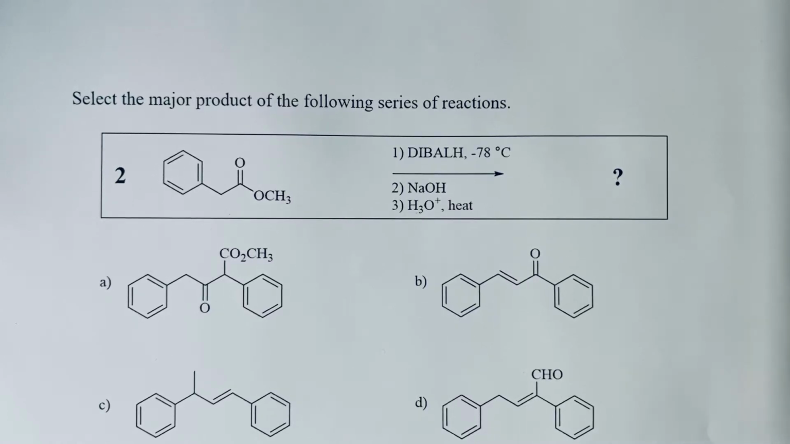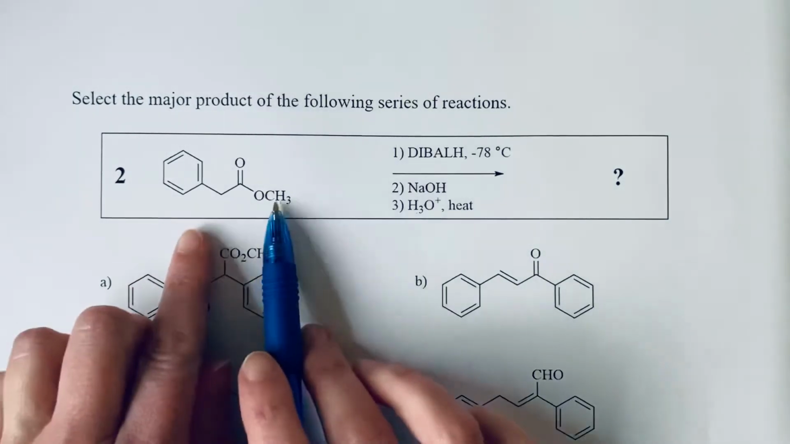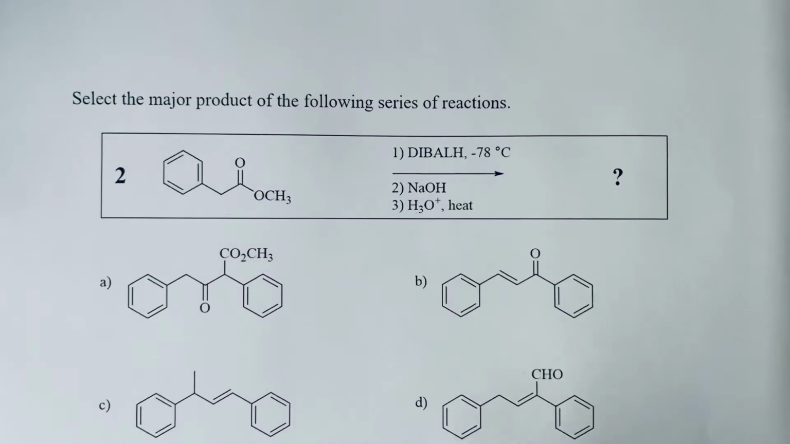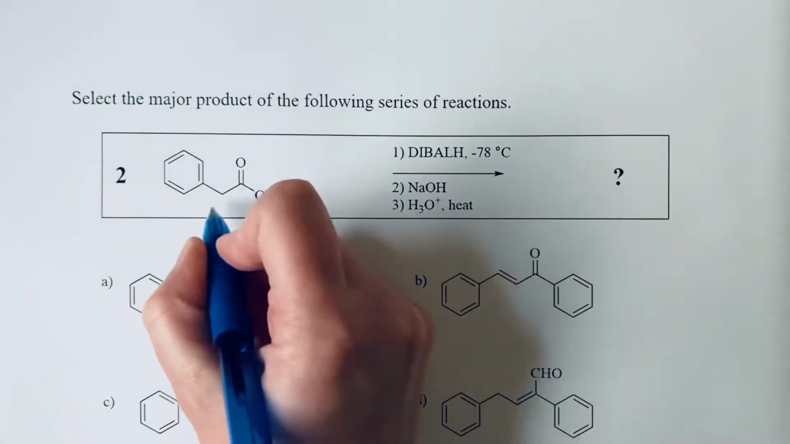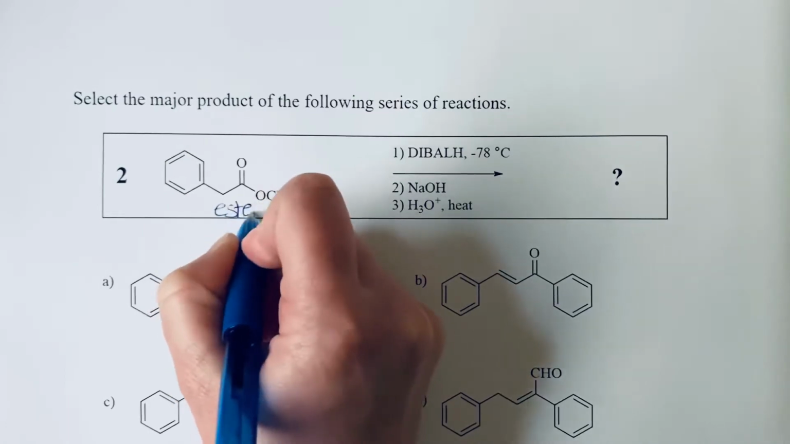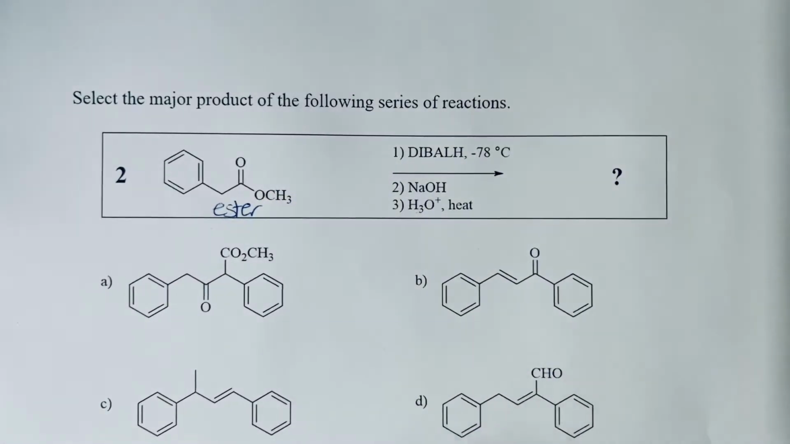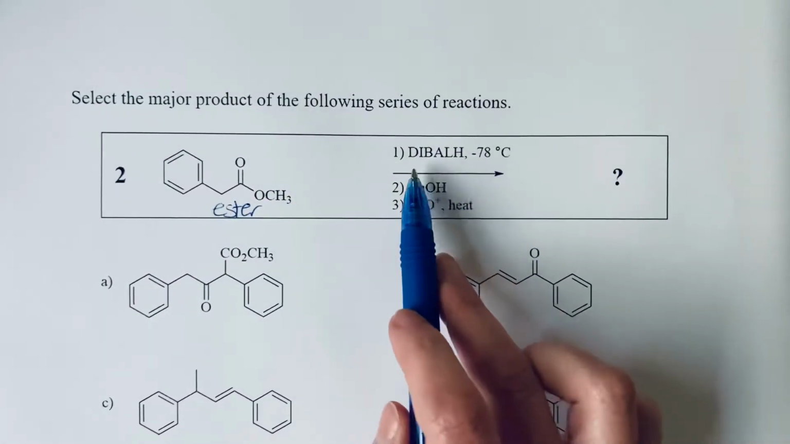Select the major product of the following series of reactions. So when we're approaching a problem like this, we want to look at what we're starting with, and then we want to take it sequentially through the steps that we are given. So we see that our starting material is an ester.